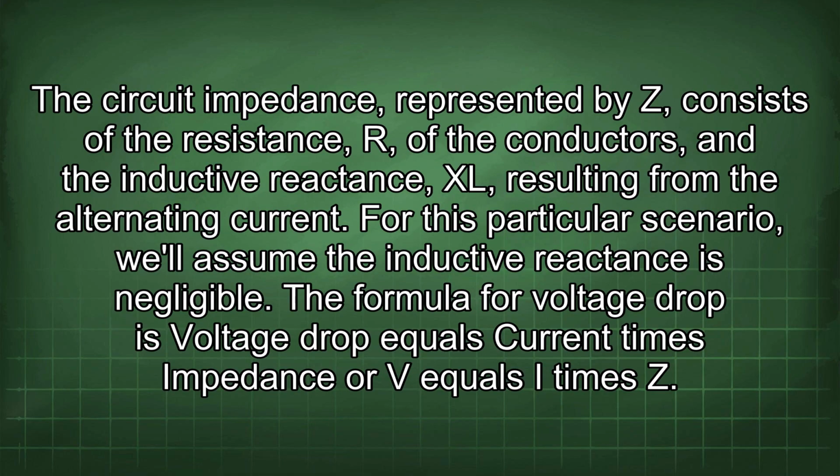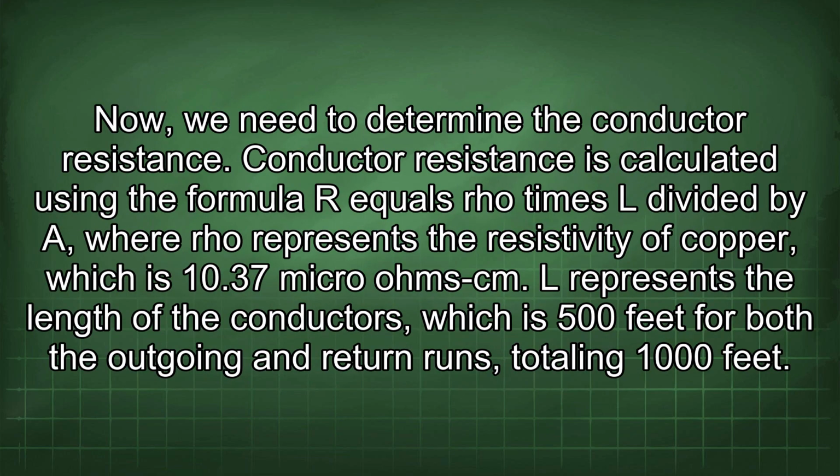The circuit impedance, represented by Z, consists of the resistance, R, of the conductors, and the inductive reactance, XL, resulting from the alternating current. For this particular scenario, we'll assume the inductive reactance is negligible. The formula for voltage drop is voltage drop equals current times impedance, or V equals I times Z. Now, we need to determine the conductor resistance.